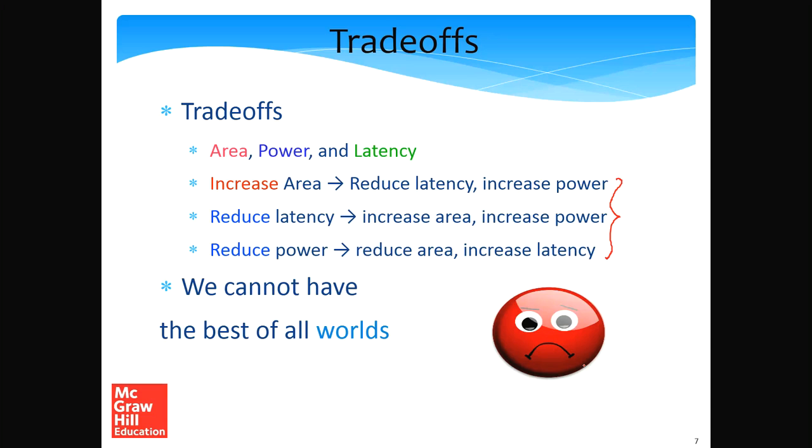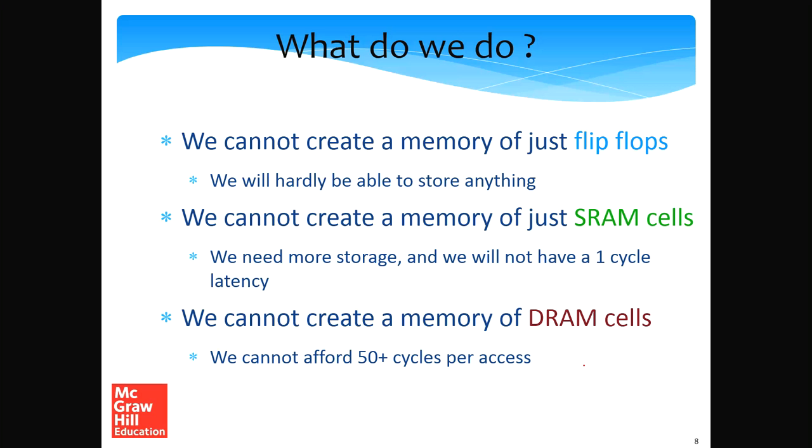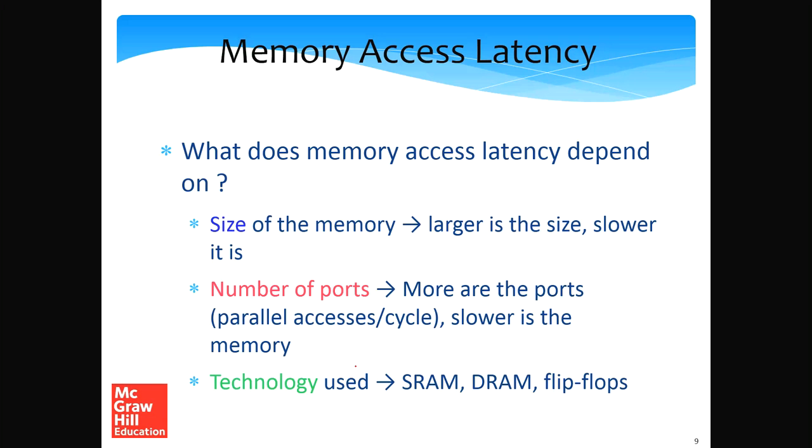So what is desirable is that we have some kind of a solution which is a compromise. As we have been discussing, having a memory with just flip-flops will not be able to store anything. With just SRAM cells, we need more storage, and that also will not do. And with DRAM cells, we'll have a lot of storage space, but every access will be very, very slow. So what do we do?